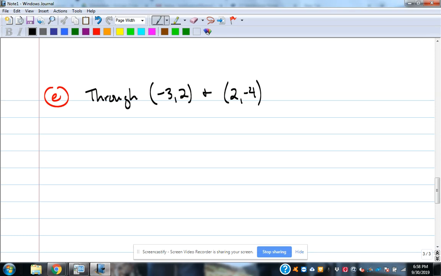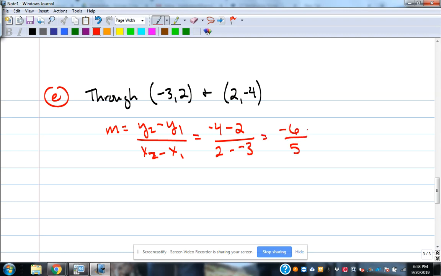Now, what's the first thing that I need to be able to write the equation in either slope-intercept form or point slope form? No. I got to do the slope formula. I got to get the slope so that I can start building that equation to get y by itself. So I'm going to do the slope part first. y2 minus y1 over x2 minus x1. So -4 minus 2 over 2 minus -3. That's -6 over 5. That doesn't reduce. I'm going to leave it as a fraction.